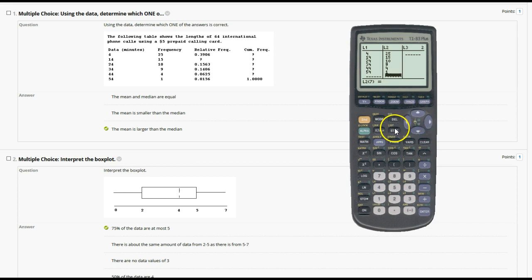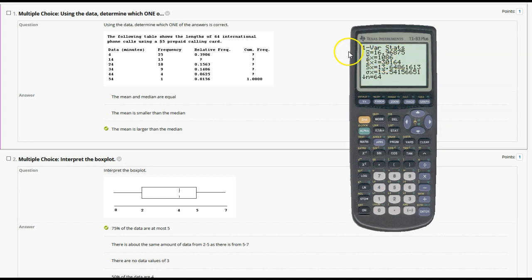Now that I have that in here, I can go back to stat and calculate. I want to do the one variable stat, just hit enter, and then I want to do L1, comma, L2. It's important that you have that comma. I want to pull from both of those. So here are my statistics.